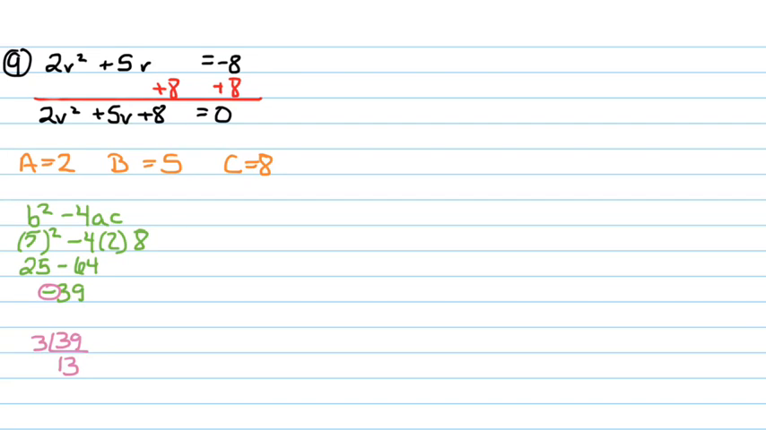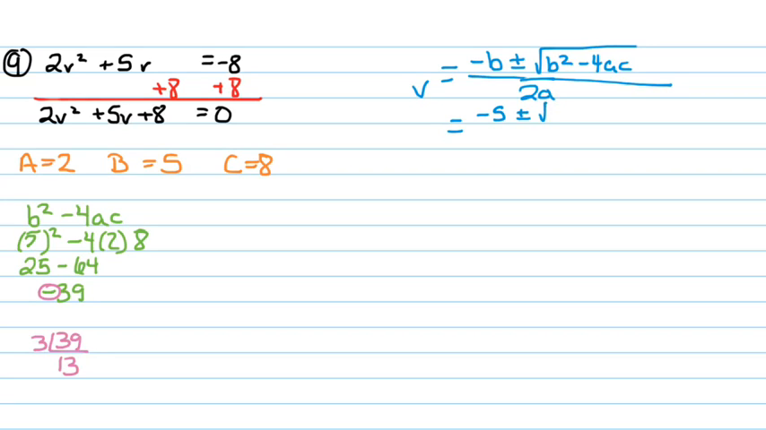This is going to be negative because we're going to be taking the square root of that here in a second. So we're going to plug into the quadratic formula. In this case, our variable is v equals opposite b plus or minus the square root of b squared minus 4ac, all divided by 2a. So opposite b in this case, that's going to be a negative 5 plus or minus the square root of that negative 39 over 2 times a, so 2 times 2.